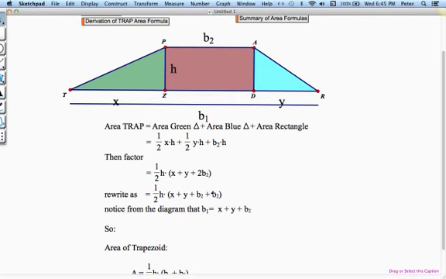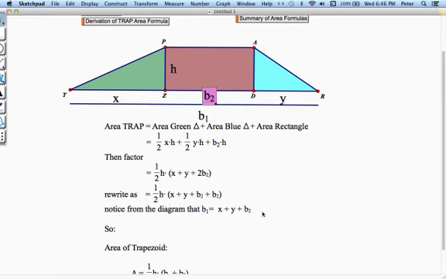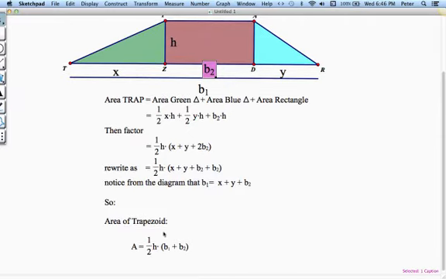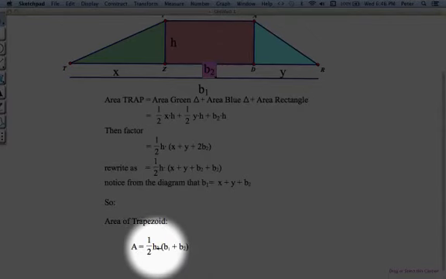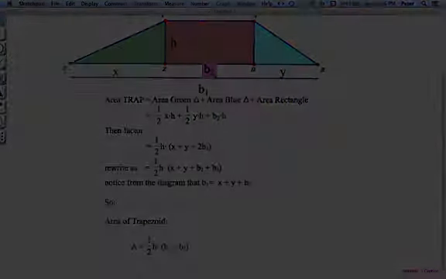And why did I do that? Because if you notice from the diagram, base 1 equals x plus y plus that b2 again. So I can rewrite the first three terms as b1, which allows me to rewrite my area formula as 1/2 h times the quantity b1 plus b2. And that's the simplified formula for a trapezoid that you usually see. Now you might get this down in your notes, but all that really matters is that you have this final formula and that you can apply it when you see a trapezoid.